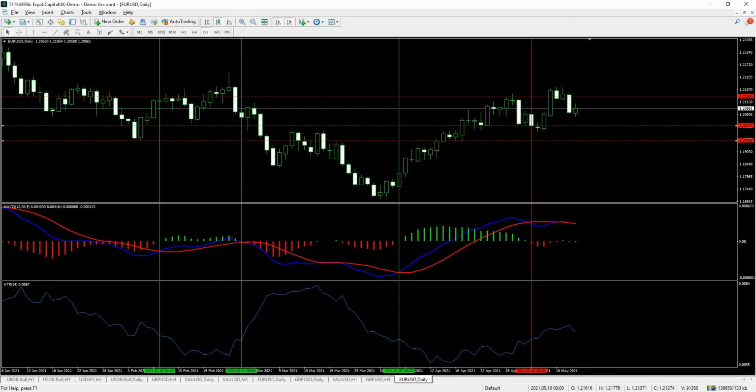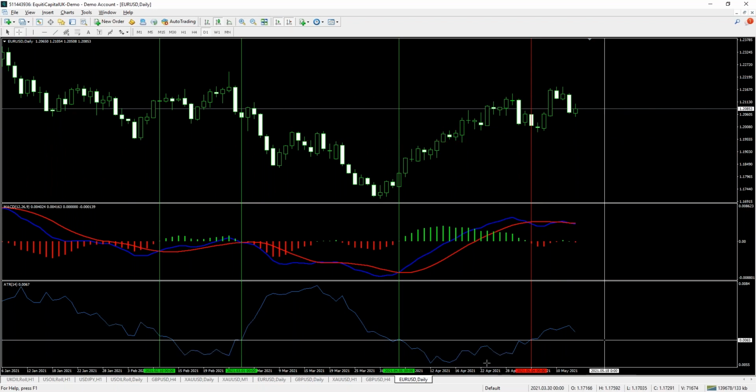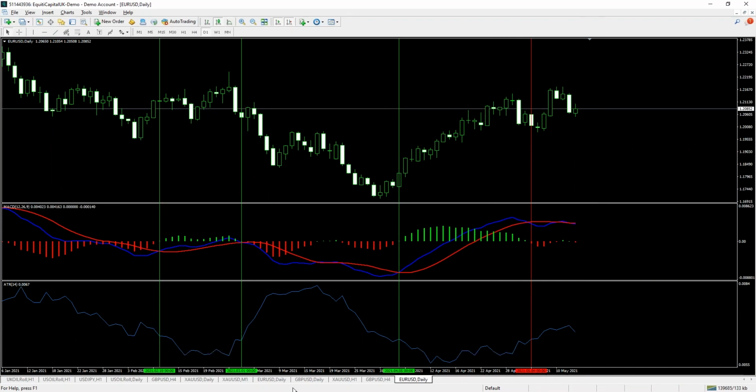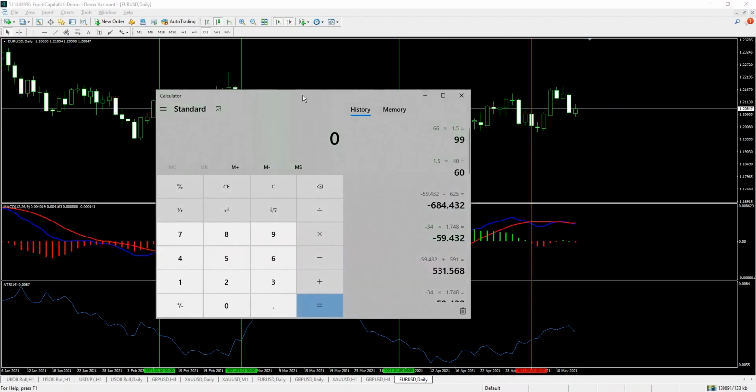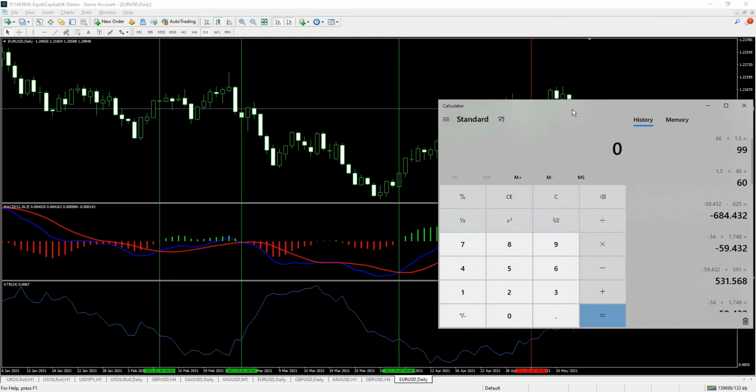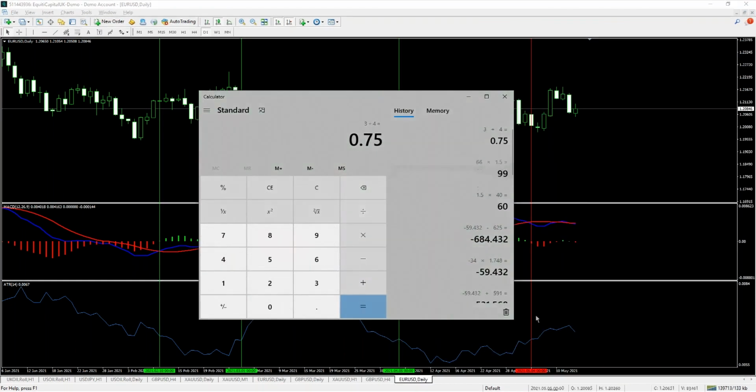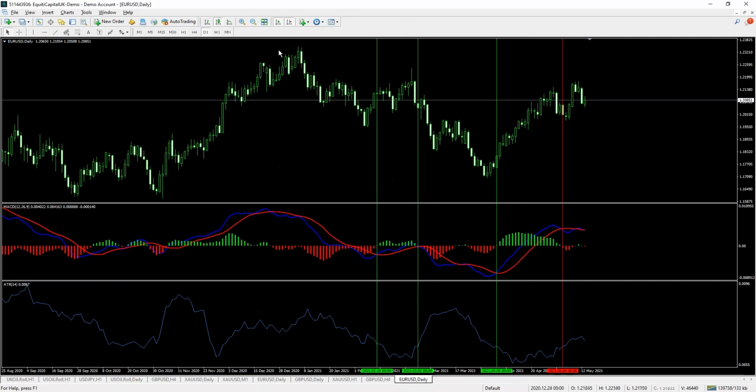So if you can calculate this, what's your win percentage? Based on, let's say, almost 3 months of data, almost 3 months of trading. So if you look at this, we have a total of three winning trades out of 4. So your win rate for the past 3 months is 75%. Apply this for 6 months or even 1 year.